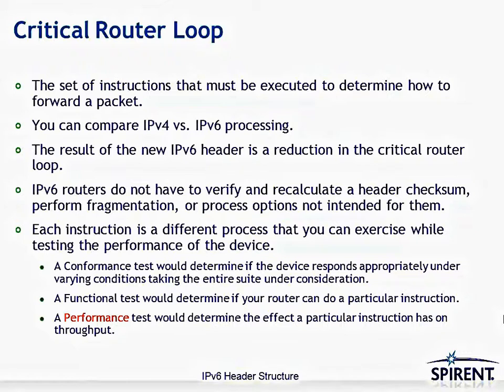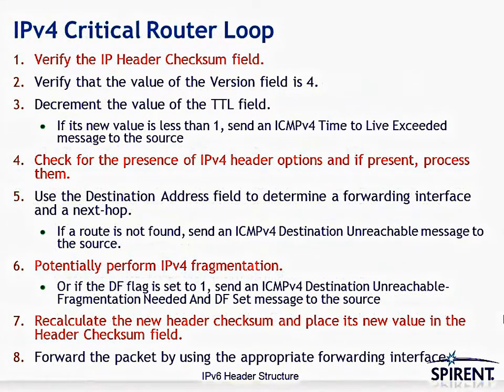There are a lot of things that routers don't have to do that they did have to do with IPv4, such as recalculate a header checksum, perform fragmentation, or process options that are not intended for them. Looking at the IPv4 critical router loop, the items in red on this slide are the negative aspects of processing an IPv4 header, additional processing burden that we place on the routers that we don't necessarily have with IPv6. One thing you'll also note is there are 8 steps total, compared to, on the next slide, only 6 steps in processing an IPv6 header.